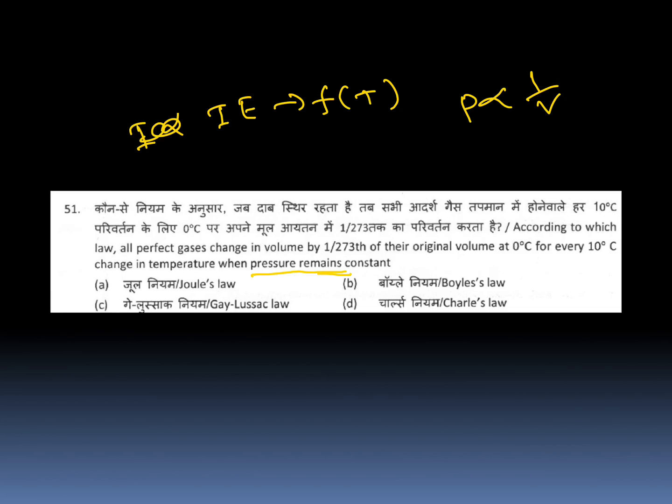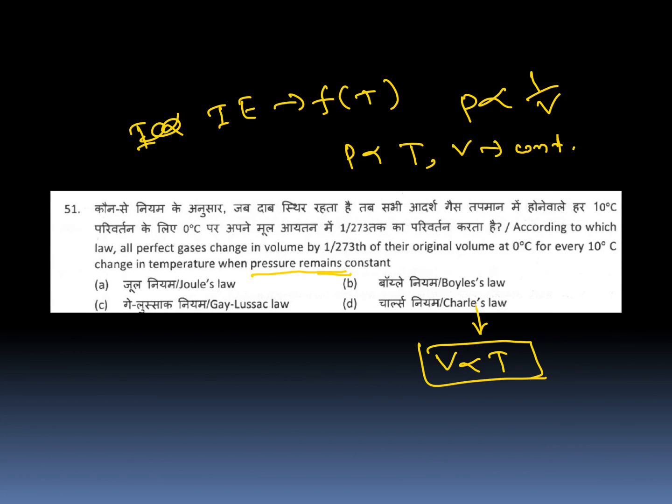Gay-Lussac's law, P is proportional to T when V is constant. Volume is constant there. In this question, pressure is constant. So it's Charles' law. Pressure is constant, V is proportional to T. D is your answer. All are important. You have to remember them.